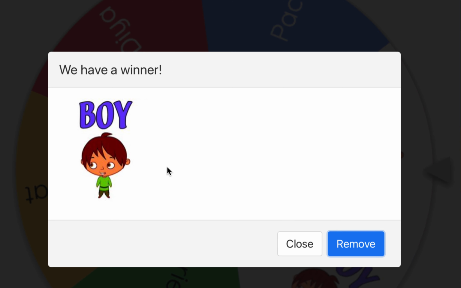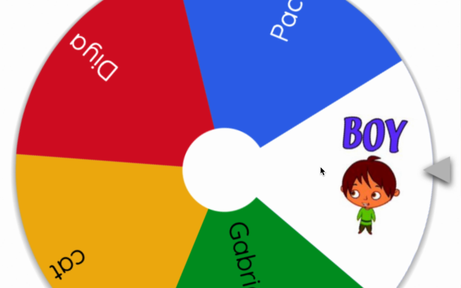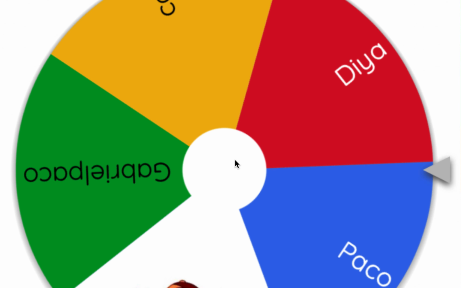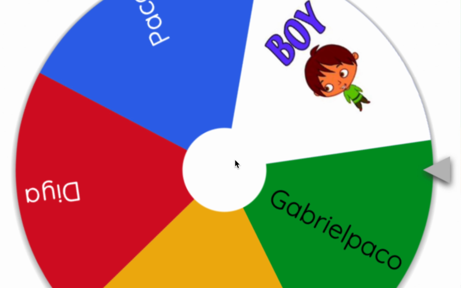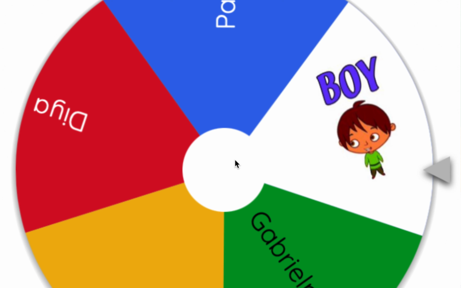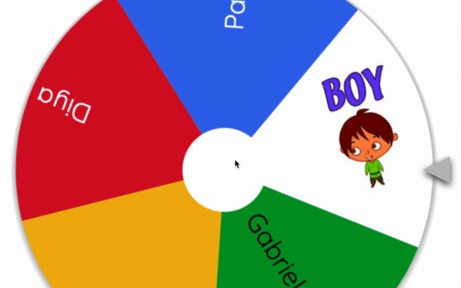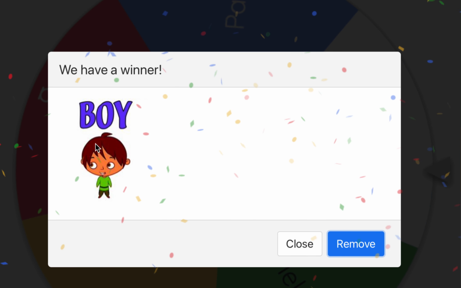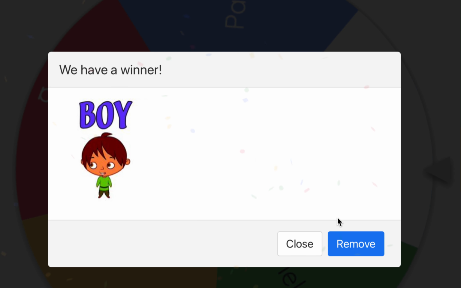For English language learners, here's the picture of boy that represents the word, which is a visual, and it helps them learn the English language quicker. So then you can remove this, and then you can spin it again, and let's say you have the word boy again, and everybody gets excited, the students say boy, and after that you remove it.